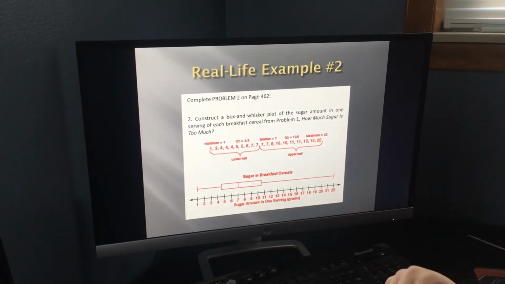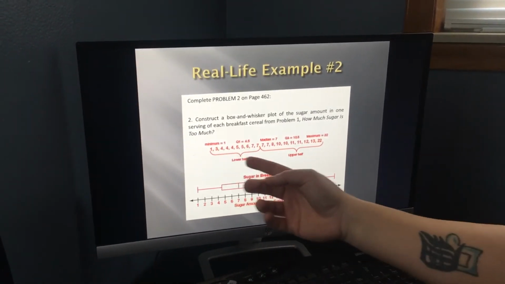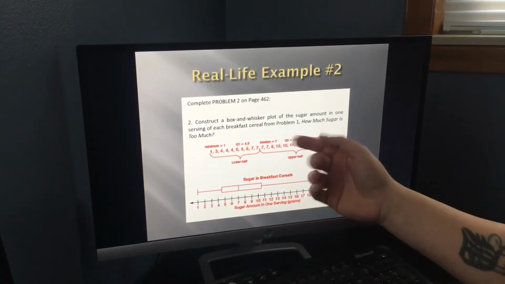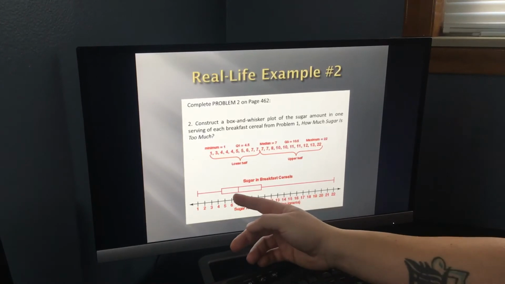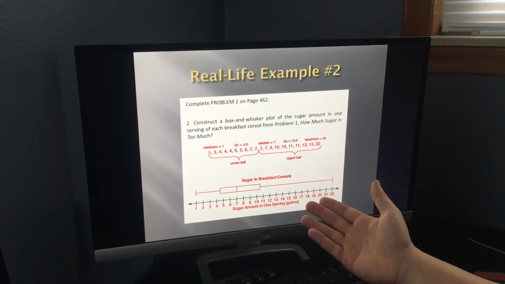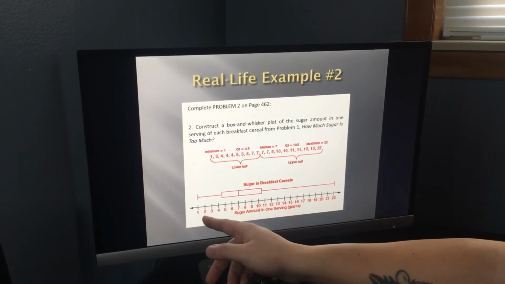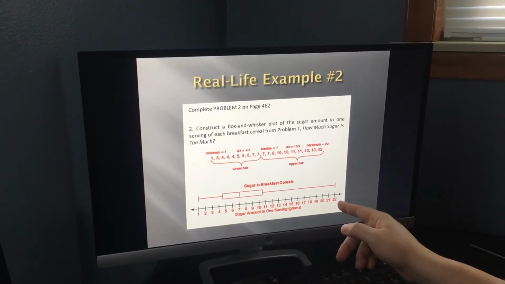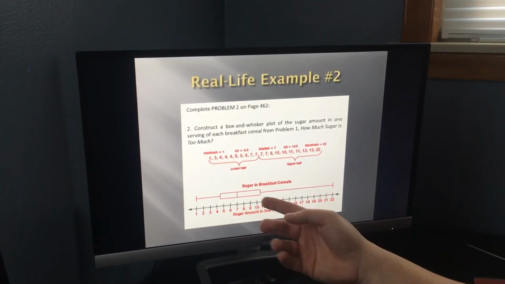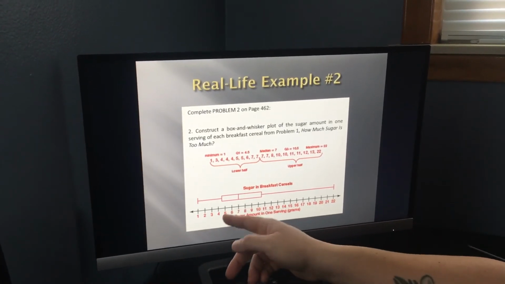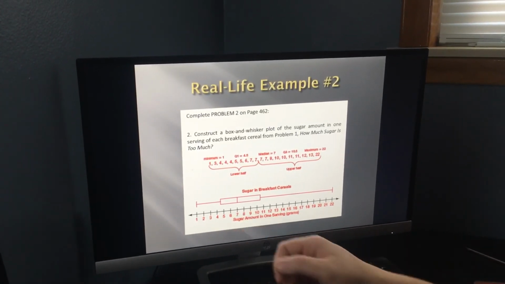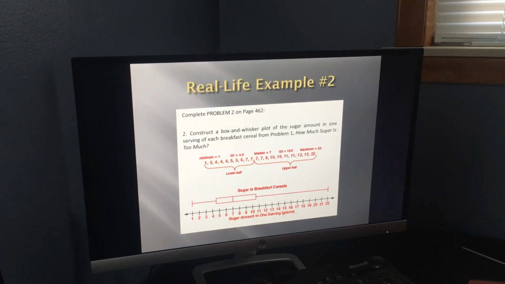Same thing with this, it goes into a little more depth. You have a lot more numbers, so once again, you'd find the median, you'd find the lower half, you'd find the upper half, and then you can tell that this is charted here. So in this chart right here, your minimum is 1, your maximum is 22, and the median, on this one it's talking about sugar in breakfast cereals, would be 7. Your lower quartile would be 4.5, and your upper would be 10.5.